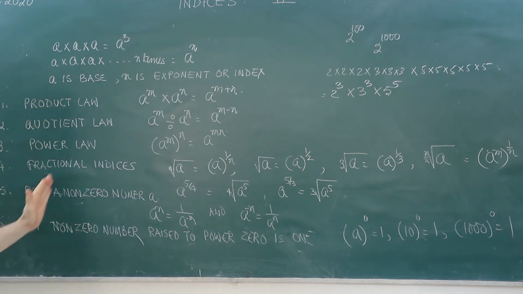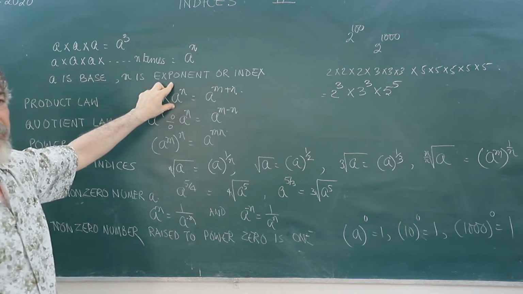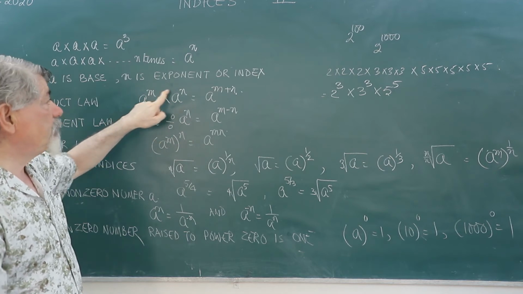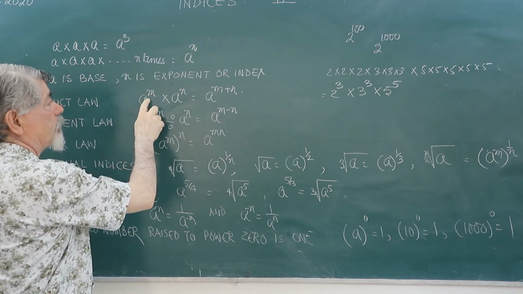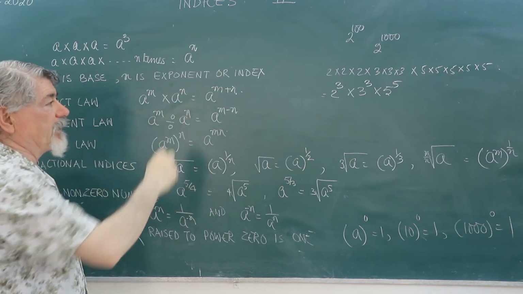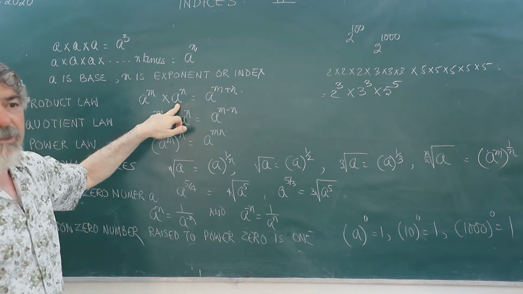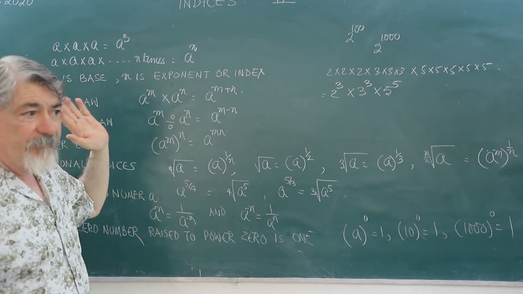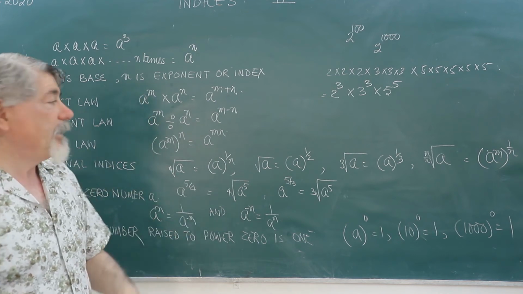Now there are laws which govern this algebra of indices. The first law is the product law. It is a to the power m and a to the power n. The bases are same. Base is a, but the power or index is different. So here what happens is you add up the indices. A to the power m into a to the power n will become a to the power m plus n. The powers get added. It is not restricted only to two, it could be as many: a to the power x, a to the power y, a to the power z. If bases are same, powers get added.